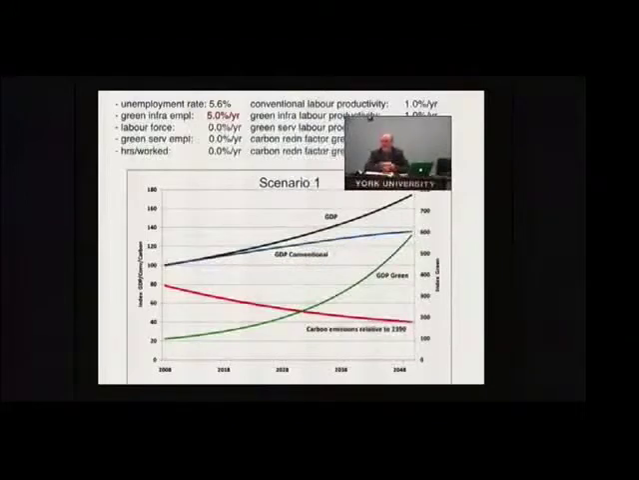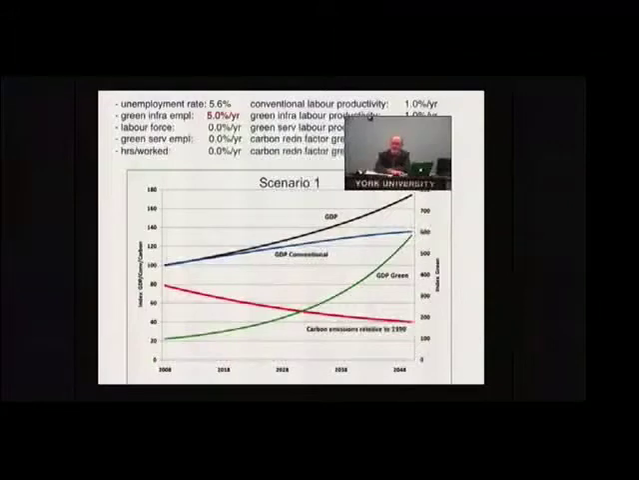Well, what I've now displayed is the result of those assumptions. You can see GDP continues to rise, but the composition is changing dramatically. The green component of GDP, made up of that combination of employment in the infrastructure and services sector, rises dramatically, but the conventional sector also rises. Greenhouse gas emissions or carbon emissions come down, but they don't come down to the 20% level that we were shooting for by 2050, which is the target for the UK.